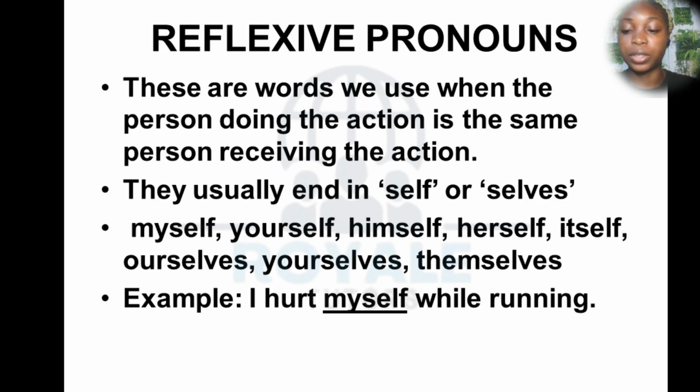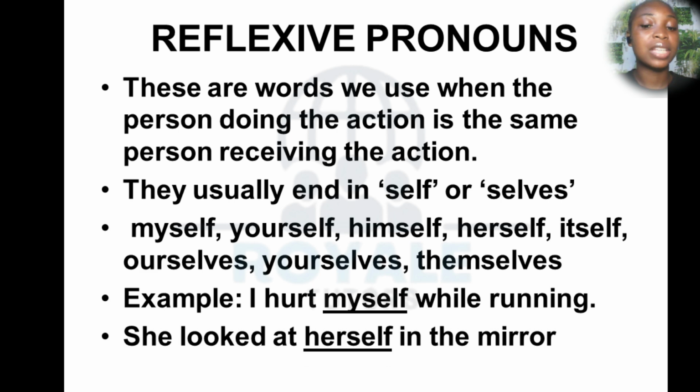Okay, the next one. She looked at herself in the mirror. When you look at the mirror, who do you look at? Yourself. So who looked? She. That is the subject. The person doing the action is she. Now, who did she look at? Herself. So she is also the person receiving the action. All right, so let's look at another example.